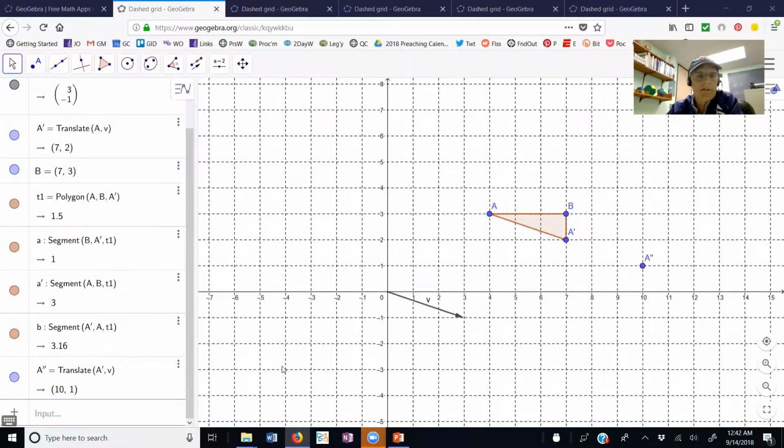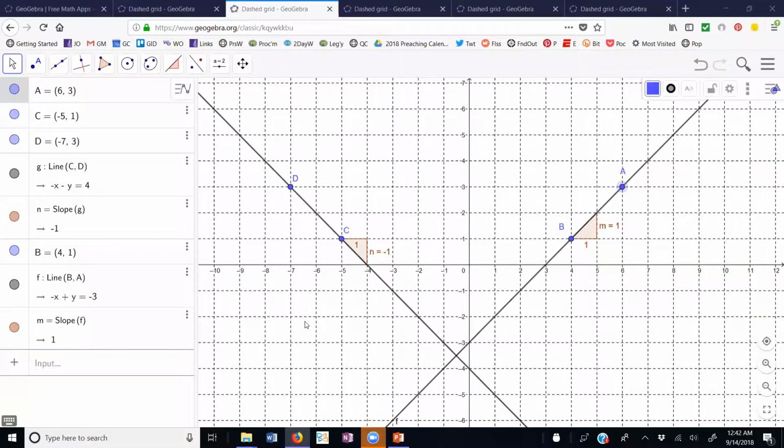Now let's go to reflection. Before we do reflection, we want to make sure that we understand what a slope of 1 and a slope of negative 1 means. This line right here, line AB, has a slope of 1. Rise over run is 1 over 1 or 2 over 2. The fraction is 1 and it's on a 45 degree angle. A slope of negative 1, to the right 1 and down 1, has a 45 degree angle going down and to the right. These are very important slopes.